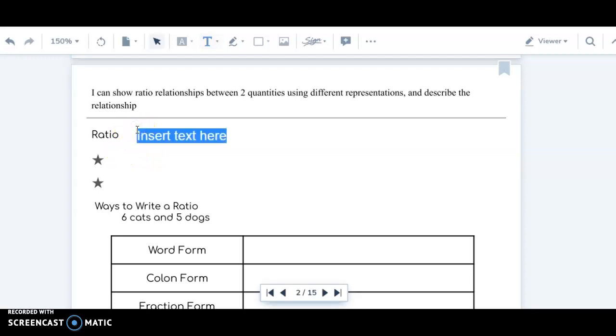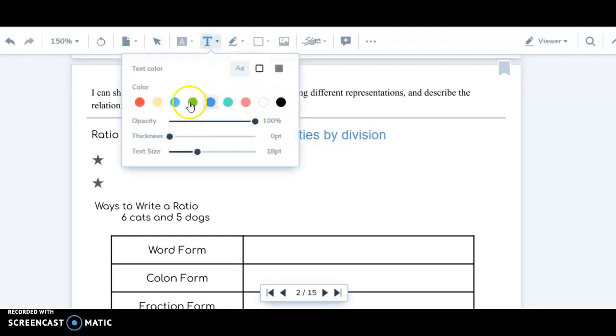So the first thing we need to know is what's a ratio, all right? You have room to write this definition in your packet, all right? It is a comparison of two quantities by division, okay? And there's some important things we need to know, all right?